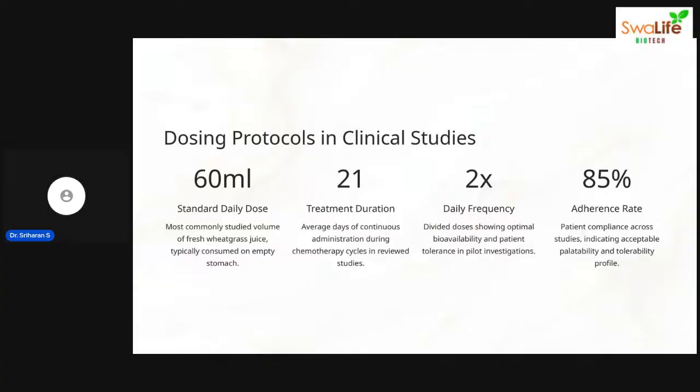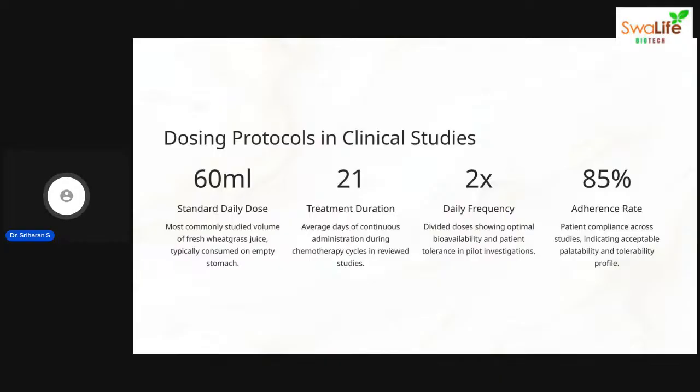So this is the dosing protocol in clinical study. When we look at herbal and nutraceutical products, there is no proper dosing protocol in clinical study, a lack of that. But for wheatgrass there is a standard daily dose, which should be 60 ml. Here they also include the treatment duration, which should be 21 days.